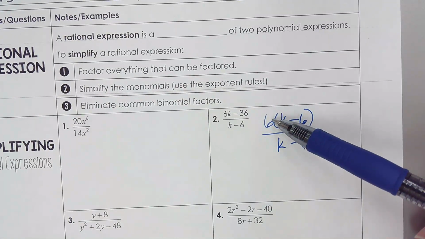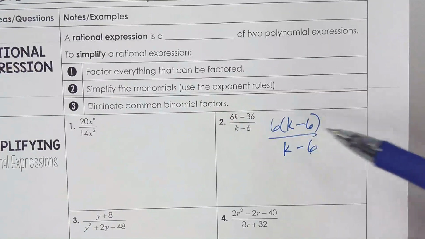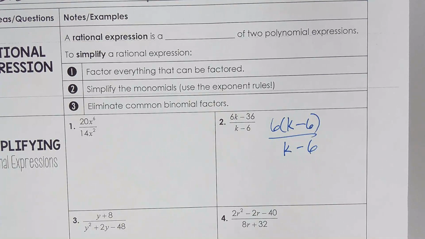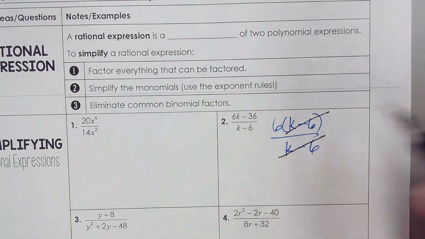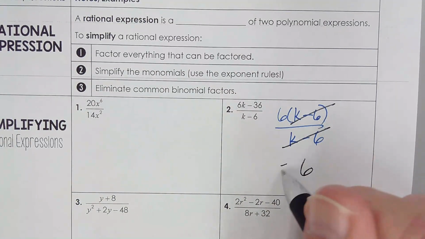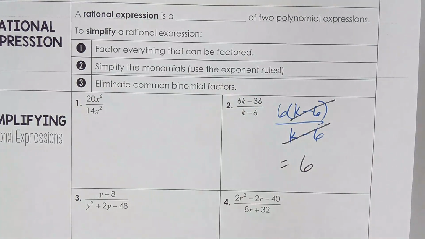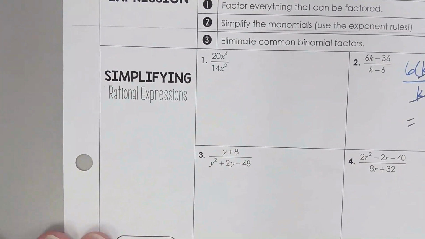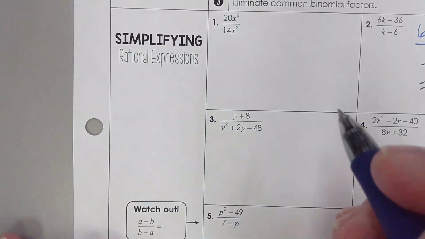Because I'm multiplying 6 times this quantity, I can go ahead and reduce it out. Cancel it, in other words, and I get the final answer of just 6. A lot of these are factorable. And for example, let's look at number 3. We can simplify number 3.